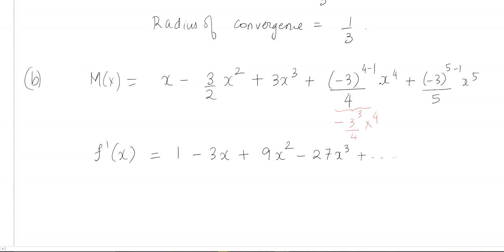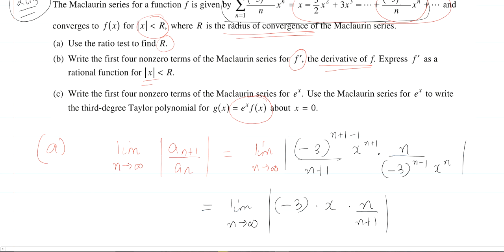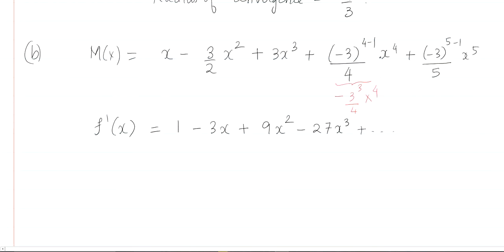Now, if it's asking us also for the general term, what we see very clearly here is that we have a geometric series, and so the general term would end up becoming negative 3 to the power n times x to the power n minus 1.